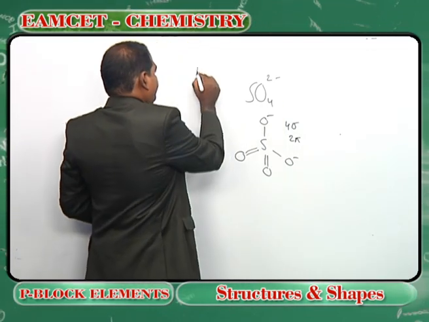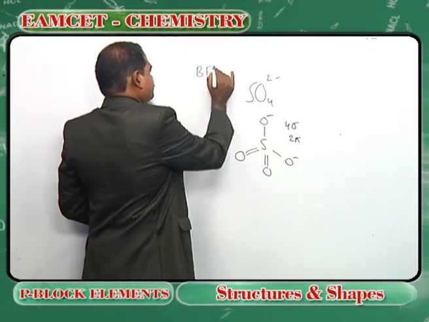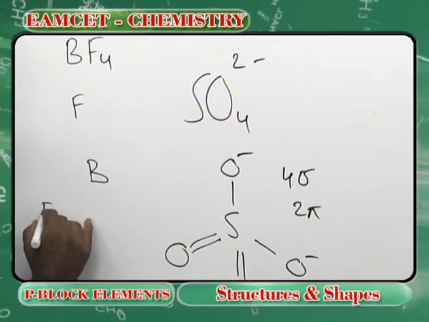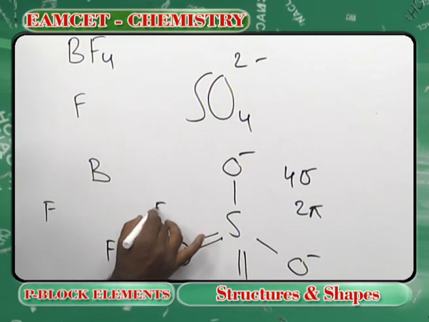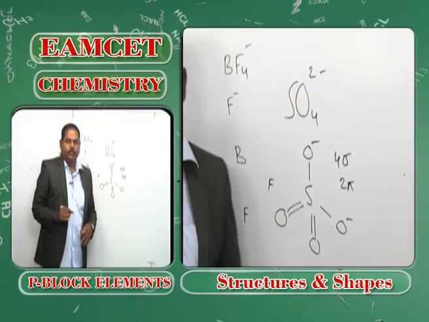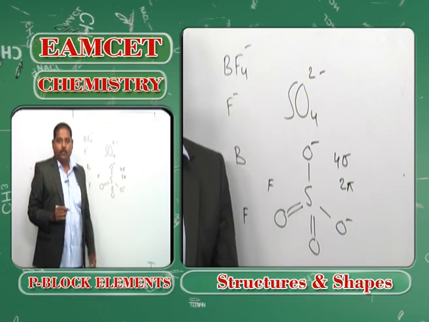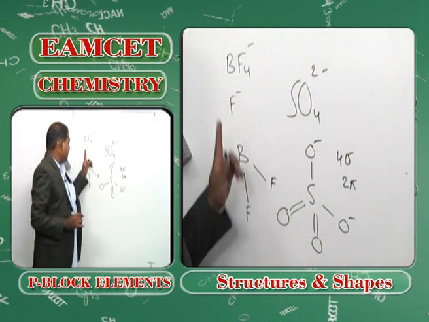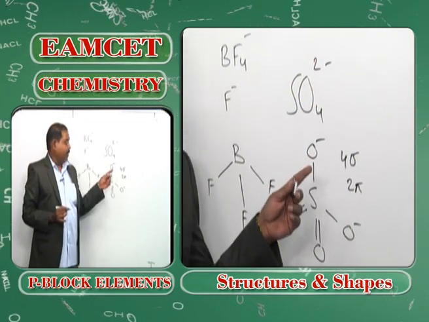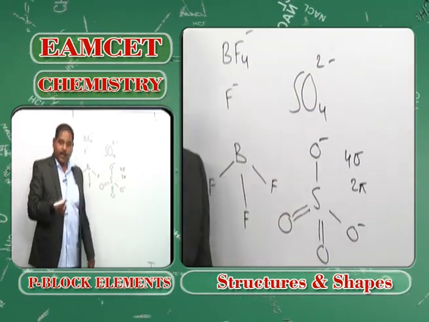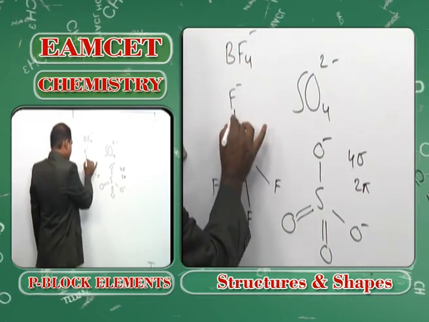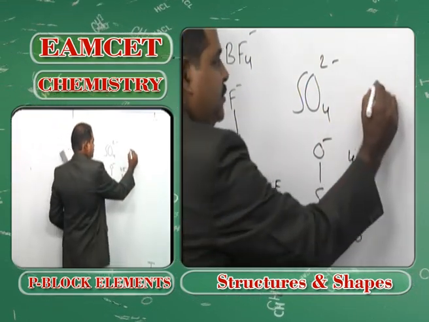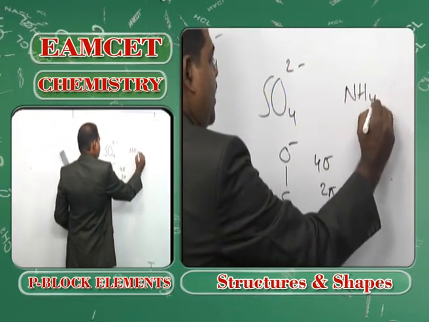How will you draw the structure of BF4 minus? 1 boron, 4 fluorines, one of them is a minus. What is the role of fluorine? Fluorine forms 1 bond, all of us know. And what is the role of any other minus other than O minus? Here O minus forms 1 bond, other than O minus, F minus donates a pair of electrons to the central atom.